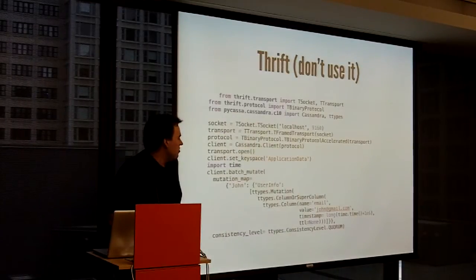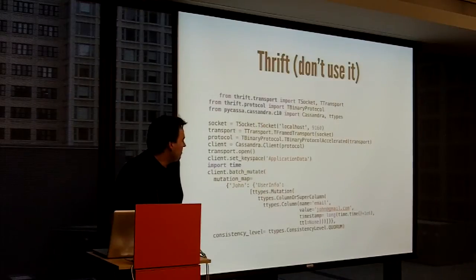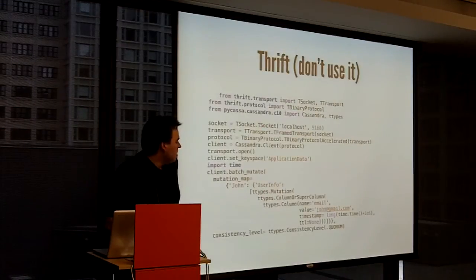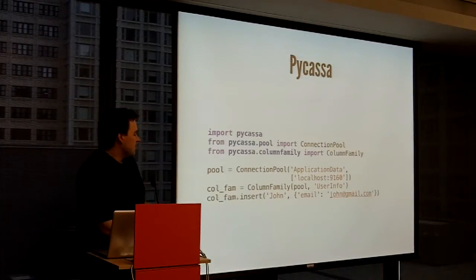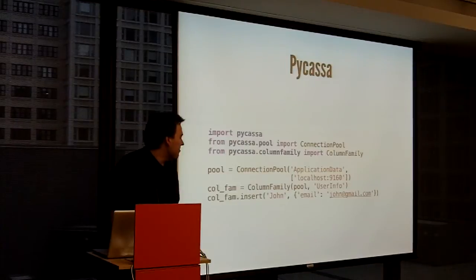So basically, this is why you don't want to use the thrift. So this is thrift for connecting and inserting one row with one column, and here's pycassa for inserting one row with one column and connecting. And so it takes away all the thrift junk.